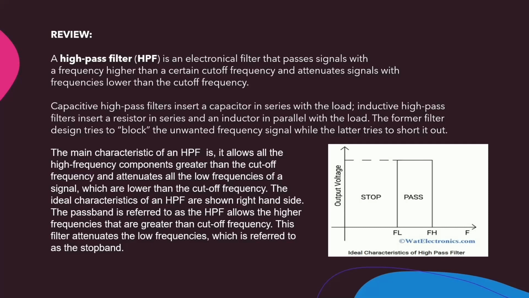The ideal characteristic of a high-pass filter is shown on the right-hand side. The passband is where the high-pass filter allows the higher frequencies that are greater than the cutoff frequency. The filter attenuates all the low frequencies, which are referred to as the stop band.